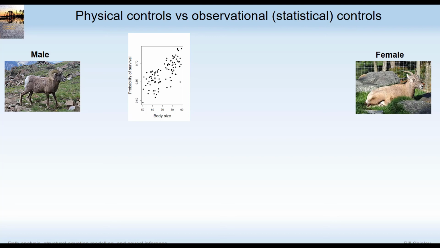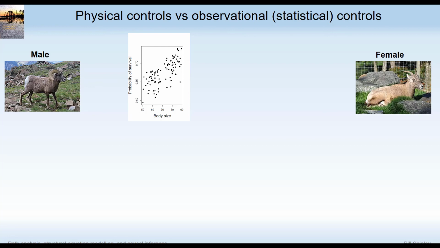But just to give you a foretaste of what I'm talking about, imagine that you're studying bighorn sheep in the Rocky Mountains, and you've noticed a positive correlation between the body size of an individual in the fall and the probability of this individual surviving until the spring breeding season. So in the graph here we see that individuals who have 80 or 90 kilograms of weight have a higher probability of surviving to the spring than individuals who have 50 or 60 kilograms of body weight.